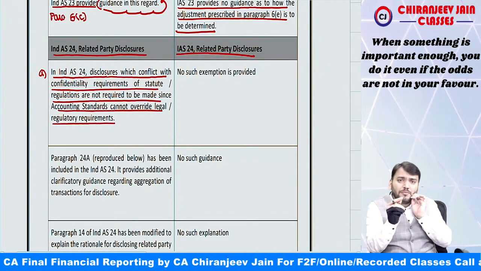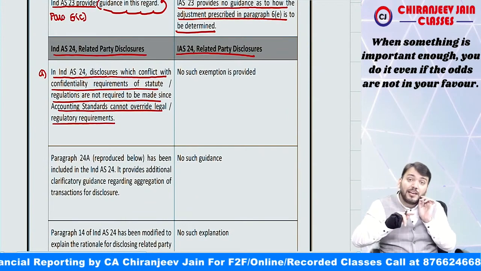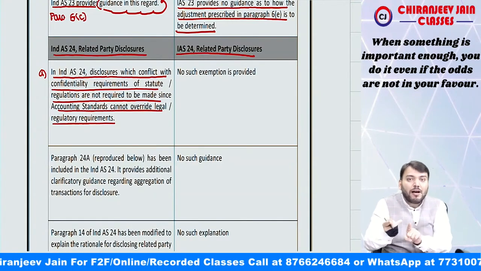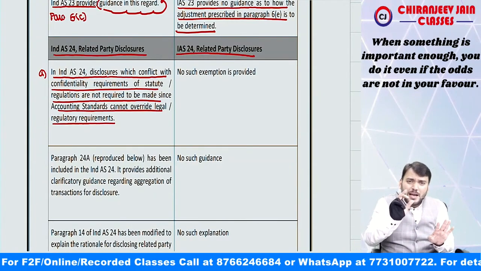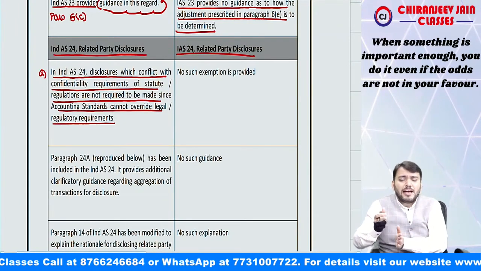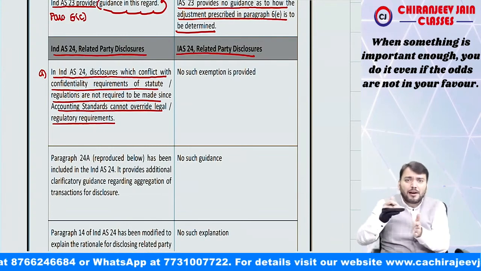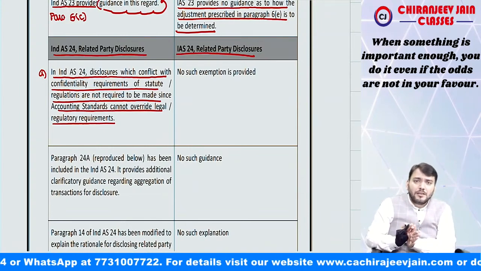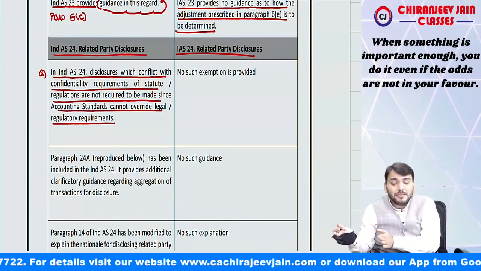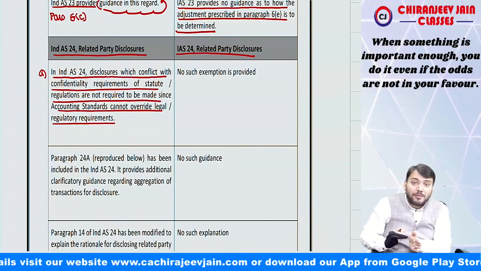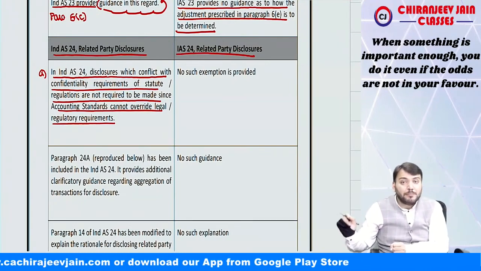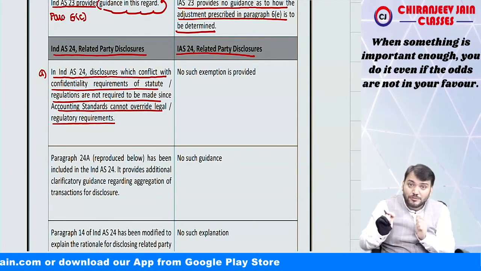We have done one point: whenever disclosure of a related party transaction is against the confidentiality requirement, then such disclosure is not required. We have given one example: if there is a banking company and that bank has one KMP, and the KMP has opened one account in that bank, then of course the bank should not disclose the transactions of that KMP because of the confidentiality requirement. However, if any remuneration is paid to any KMP, that is required to be disclosed under Ind AS 24, if you remember.